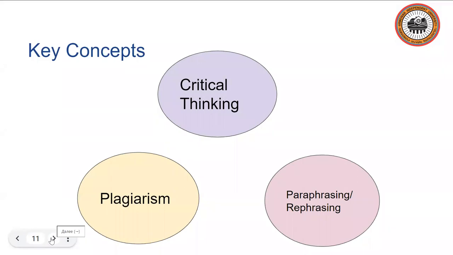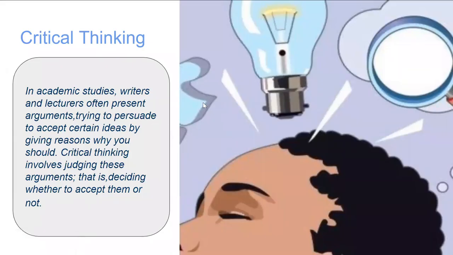Today we're going to talk about key concepts: critical thinking, plagiarism, paraphrasing, and rephrasing. What is critical thinking and why do researchers actually need it? In academic studies, writers and lecturers often present arguments, trying to persuade us to accept certain ideas by giving reasons why we should. Critical thinking involves judging these arguments, that is, deciding whether to accept them or not.